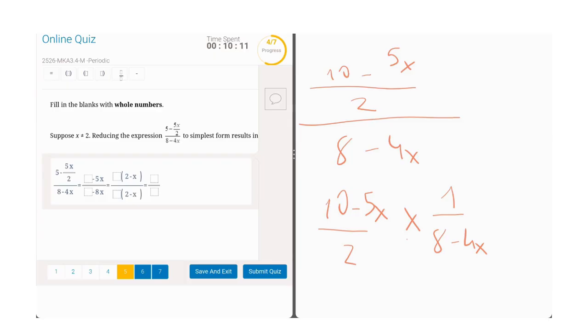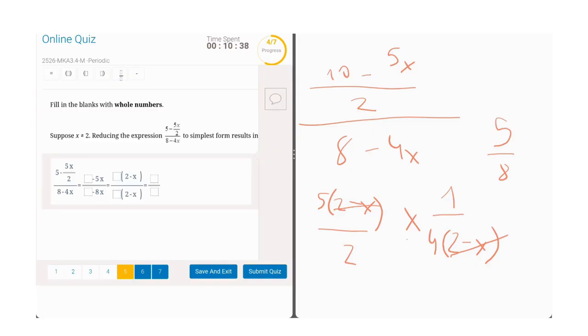Then we can simplify, we can factor 10 minus 5x. Take the 5 outside, you'll get 2 minus x. Also do that with the denominator, 8 minus 4x. Take the 4 out. You have 4 into 2 minus x. You can cancel 2 minus x with 2 minus x. You'll be left with 5 over 8.